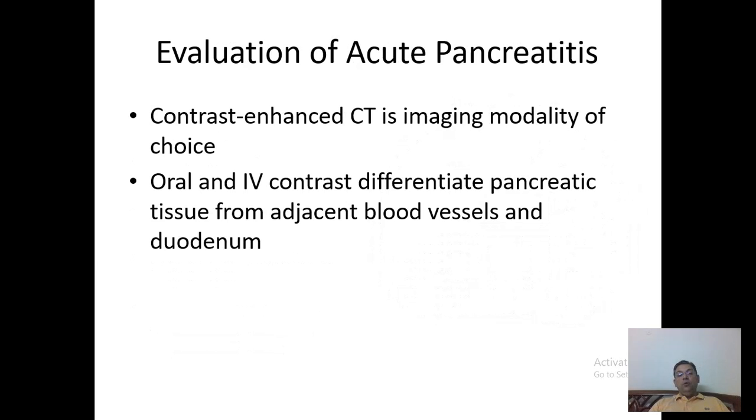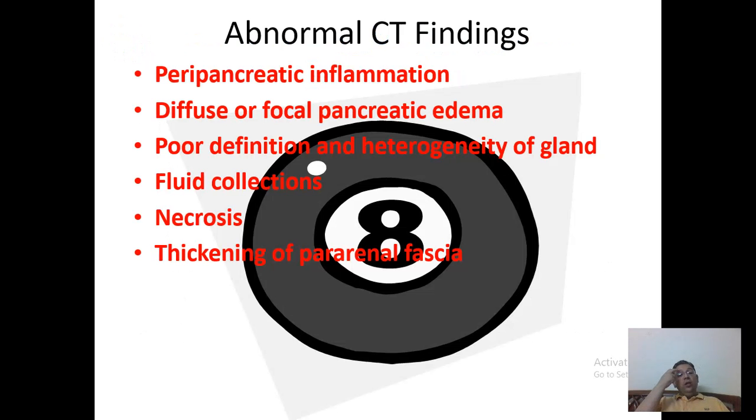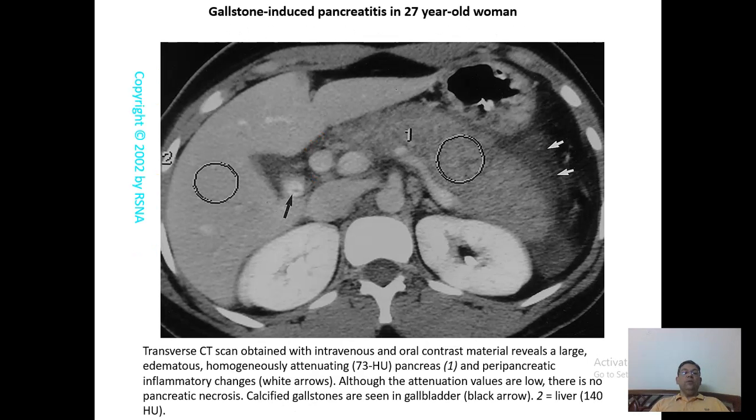The most common, most valuable, most useful investigation for acute pancreatitis is a contrast enhanced CT scan. Both oral and IV contrast are given. Now, when do we do a contrast enhanced CT? When the clinical diagnosis is not clear, when the Ranson score or the Apache score is showing that your patient has moderate pancreatitis, or the patient is not improving with medical therapy, or if the patient improved initially but now is not doing well. What can you find out? You can find out peripancreatic inflammation, any edema, fluid collections, necrosis, or thickness of the perirenal fat.